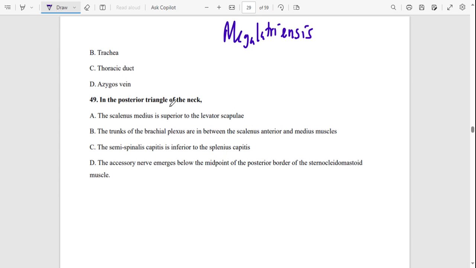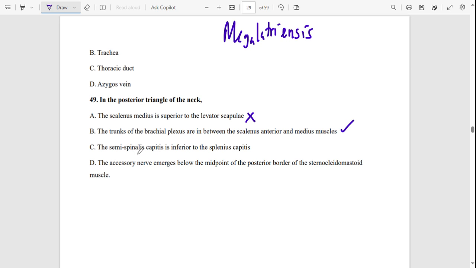So the scalenus medius is superior to the levator scapulae. This is not true because the levator is the one which is on top. The trunks of the brachial plexus are in between the scalenus anterior and medius. This is true. Apart from the trunks of the brachial plexus, you also have the subclavian artery being between the scalenus anterior and scalenus medius.